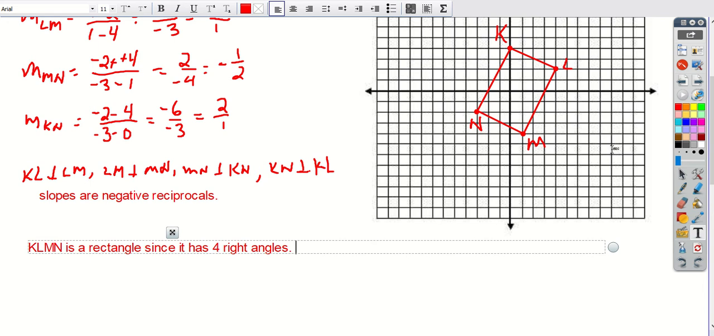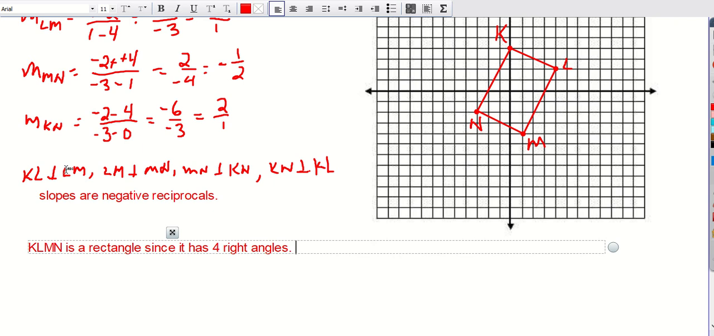Now, the other way we could have done this is to say that it's a parallelogram because the opposite sides are parallel with the same slope, and it has right angles since the consecutive sides have opposite reciprocal slopes. I like doing it this way to say that this is what's going on for my work, and this is what's going on with the shape.